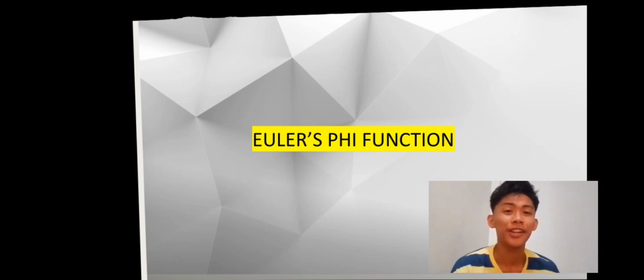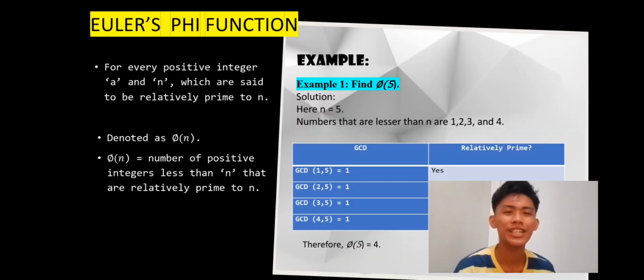And this morning, we're going to talk about Euler's Phi Function. First, we need to define what Euler's Phi Function is. For every positive integer a and n, they are said to be relatively prime to n. It is denoted as phi of n, and phi of n is the number of positive integers less than n that are relatively prime to n.